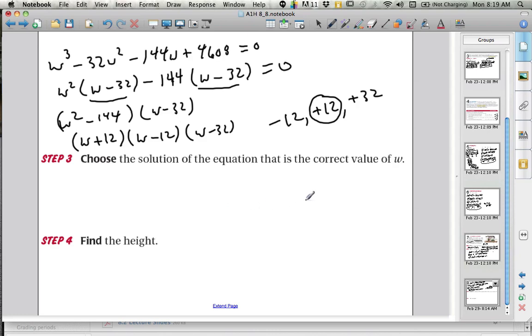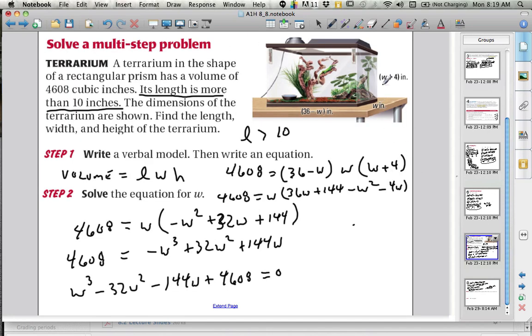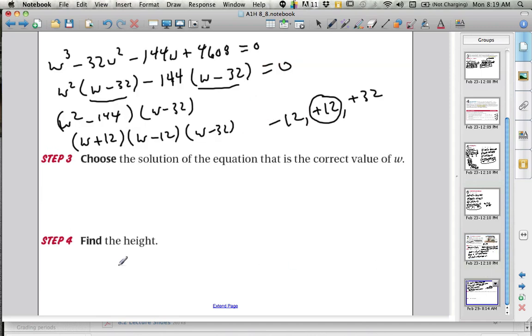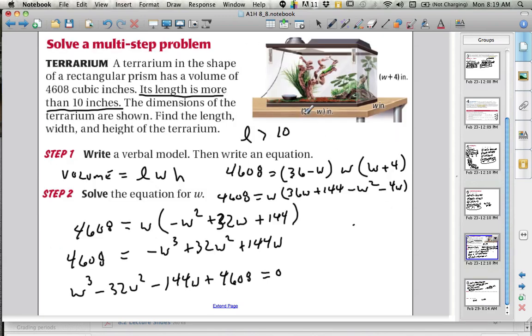Okay, so then if we want to find the height, it was w plus 4. So if I have 12 plus 4, h is equal to 16. If I wanted to check my work, I know that I would have these dimensions, which is 36 minus 12, right, which would be 24 by 12 by 16, and I could multiply those all out to see if they make 4608 to check my work. Okay, and that's finishing up our lessons on factoring polynomials by learning about grouping.